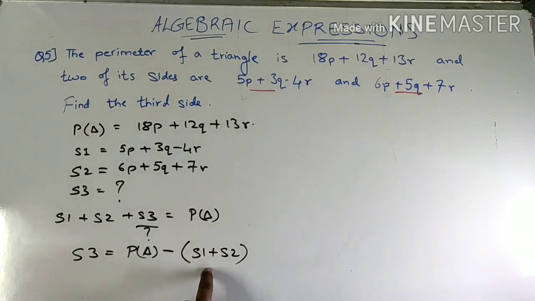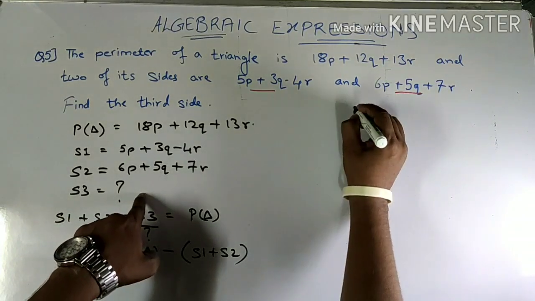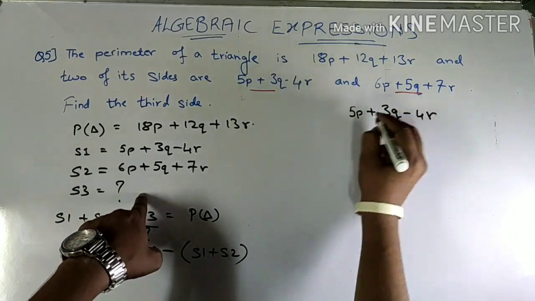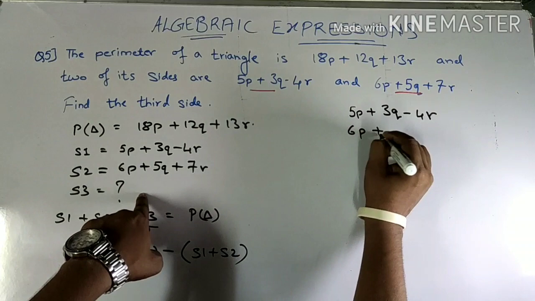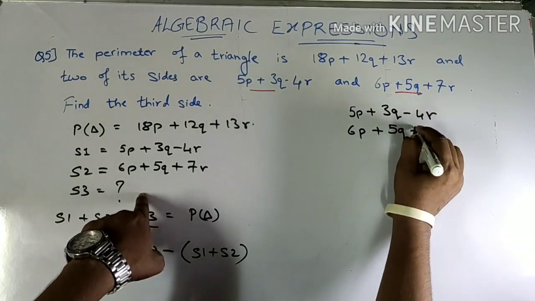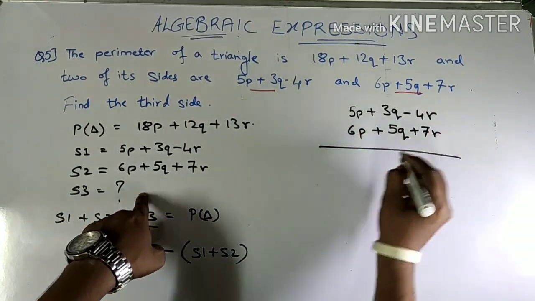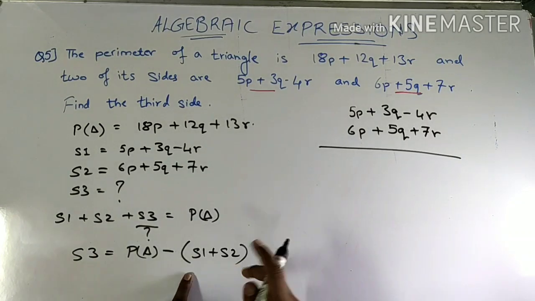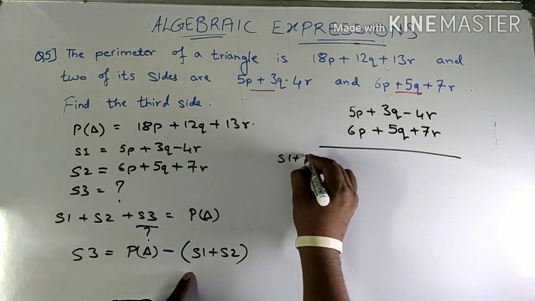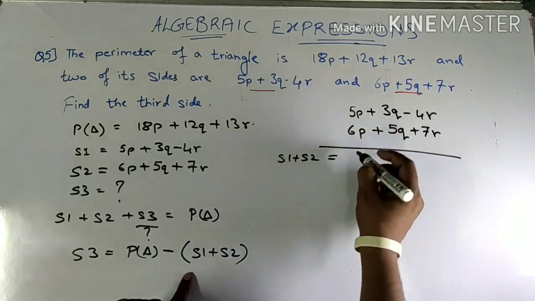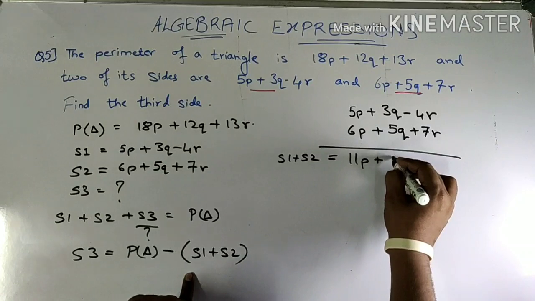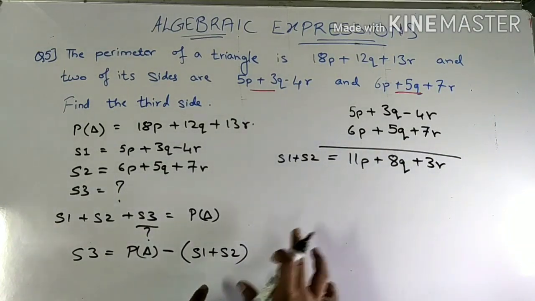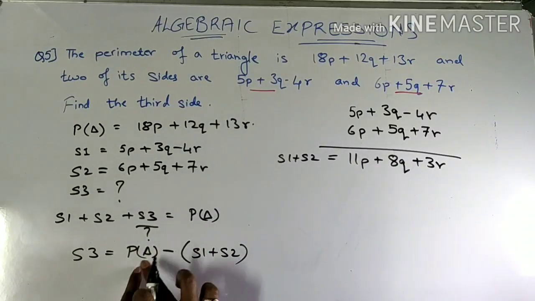So let's find the sum of side 1 and side 2. So 5p plus 3q minus 4r plus 6p plus 5q plus 7r. When you add, what are we supposed to find? S1 plus S2. So S1 plus S2 is nothing but 5 plus 6 is 11p plus 8q plus 3r. Now we are supposed to subtract this sum from perimeter.